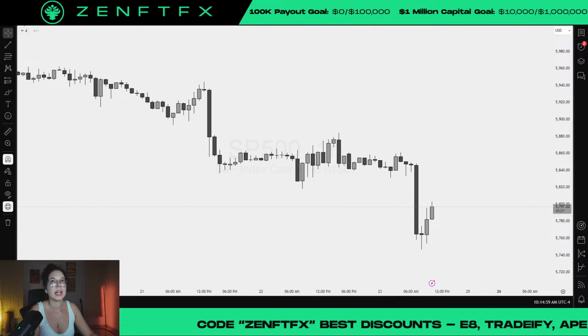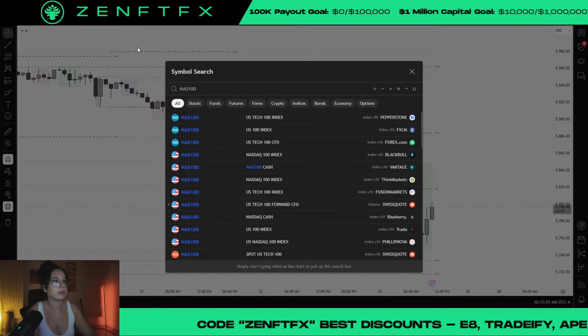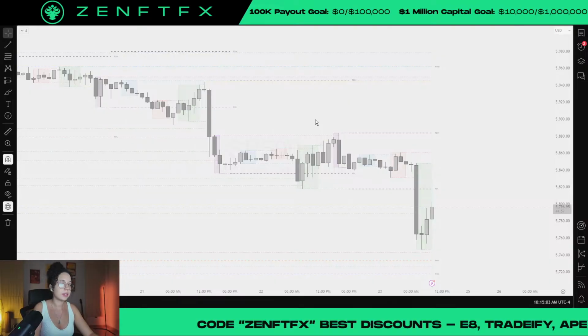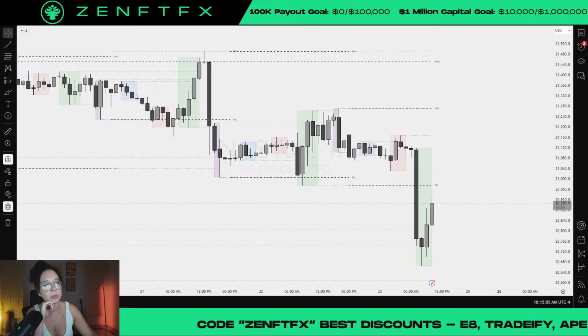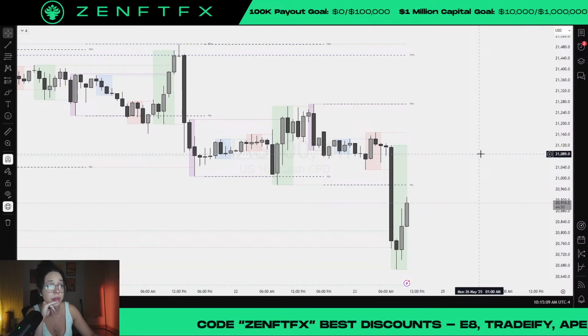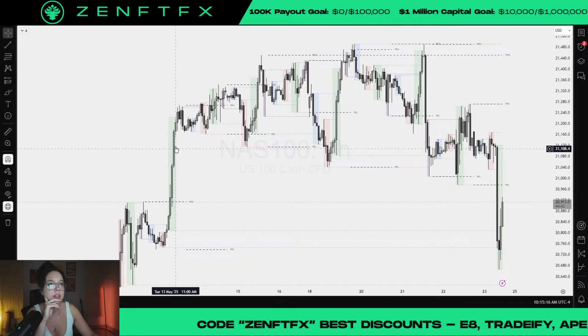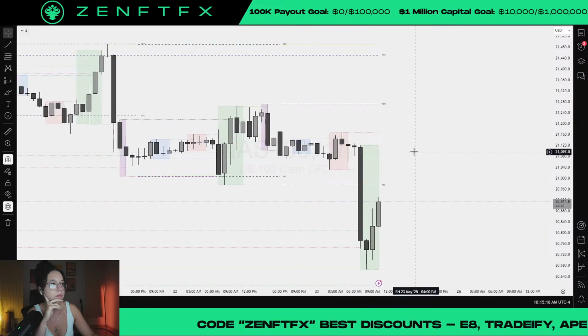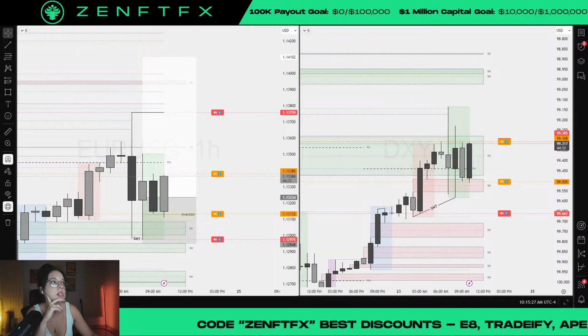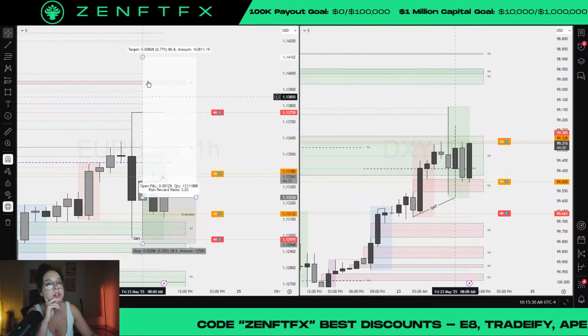I've tried trading NAS. I just never perform well with NAS. I wish I could, because when you can capitalize on these moves, it moves pretty hard, especially during New York. $10.15. Oh, Euro's going back up.